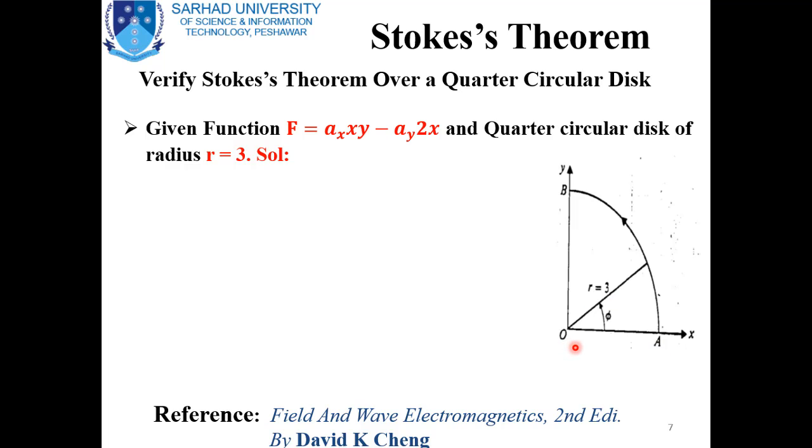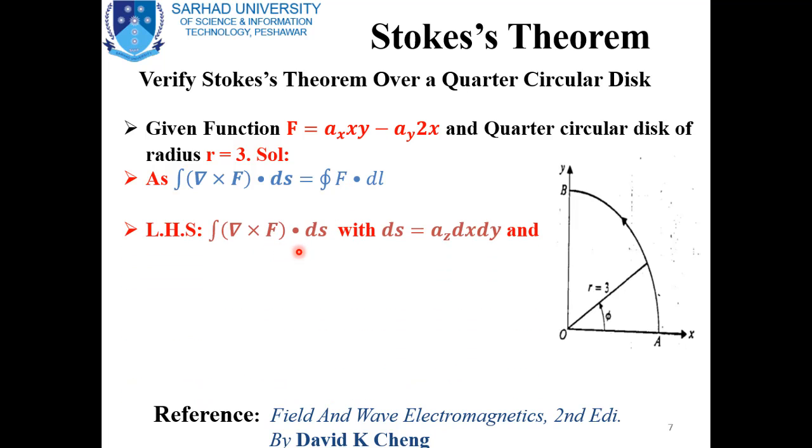So we have to choose a closed path, and the closed path is from A to B and then B to O and then O to A. The angle varies from A to B, which is equal to 90 degrees or pi by 2 radian, and the radius of the disk is given as 3. So in order to verify the Stokes theorem, first we have to calculate the surface integral of a curl of the given function, and then we will calculate the line integral of the given function over a closed path.